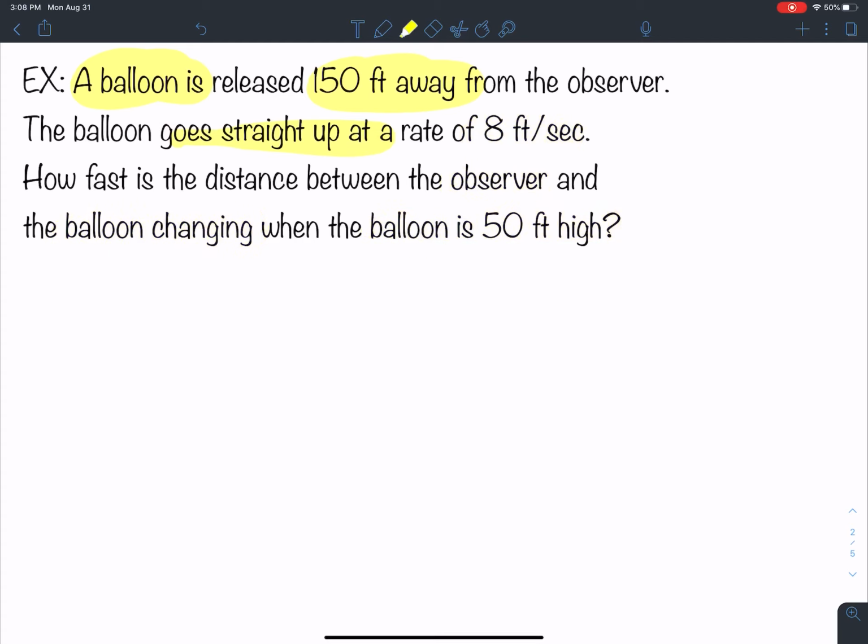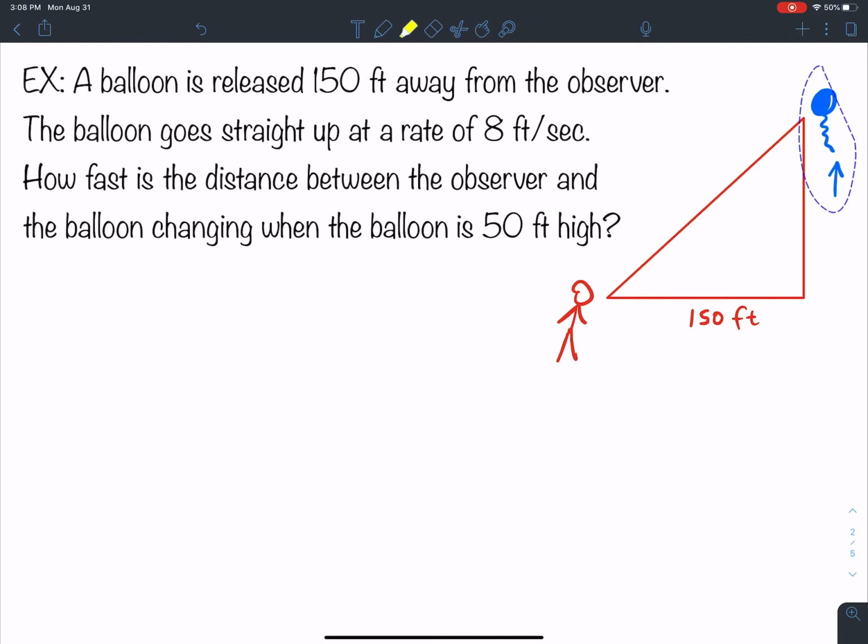So first thing I want to do is draw a picture of this scenario to try to make life a little bit easier. Okay, so we've got a person, an observer, right? And there is a balloon that is released 150 feet away from the person. So here's a balloon over here, here's your person, a distance of 150 feet between. Now, when the balloon is released, it goes straight up at a rate of 8 feet per second.